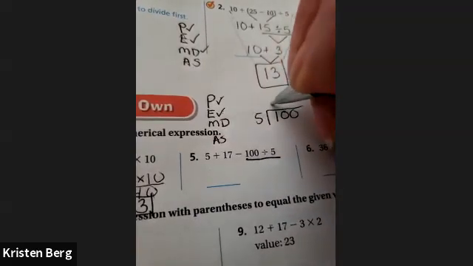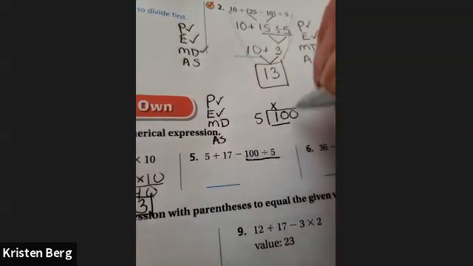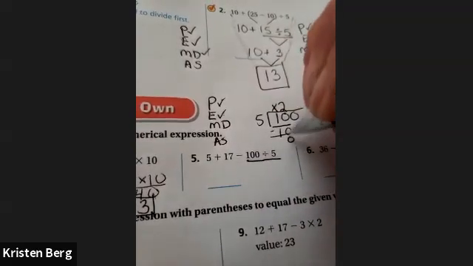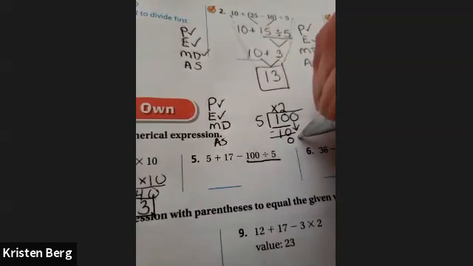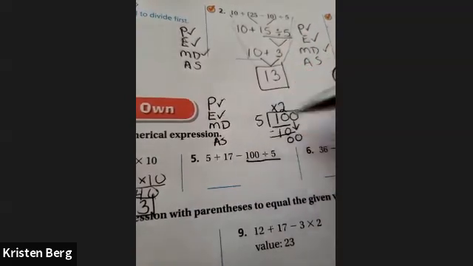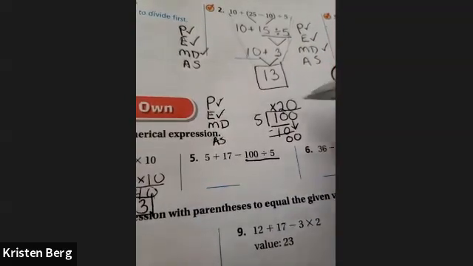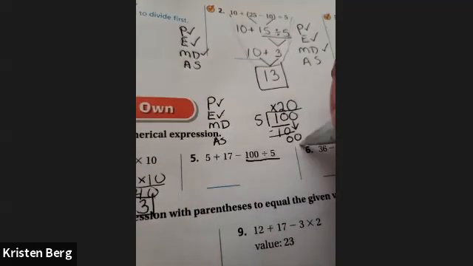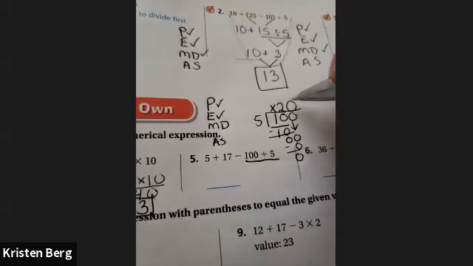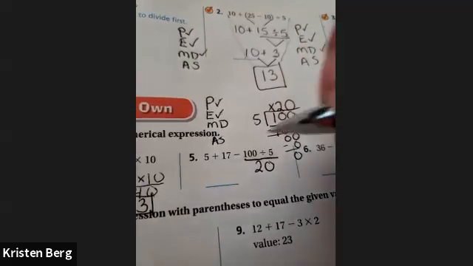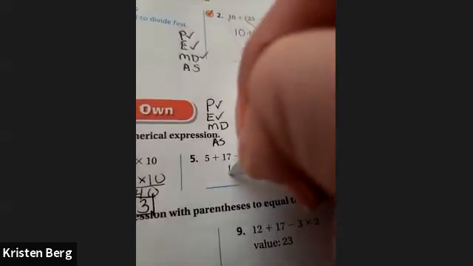5 can go into 1? No, it can't. How about into 10? Yes, twice. So when you subtract that, that would be 0. Check it. We are okay. Bring down your next number. How many 5s can go into 0? Now, guys, how many 5s can go into 0? It can't. It can go in only 0 times. So 0 times 5 is 0, which leaves us with 0 remaining. Our answer to this is 20. So there is 20. We're going to bring everything else down that we did not use.